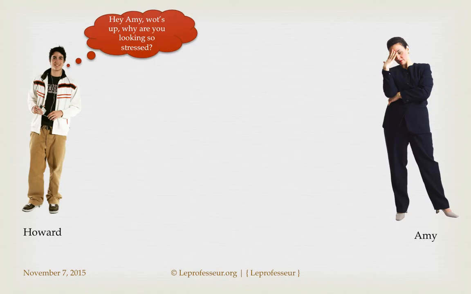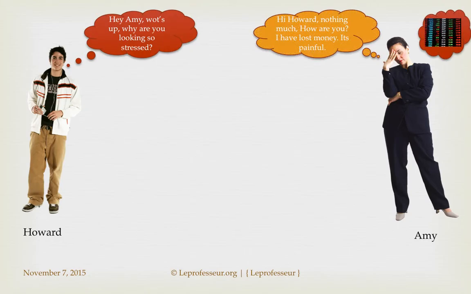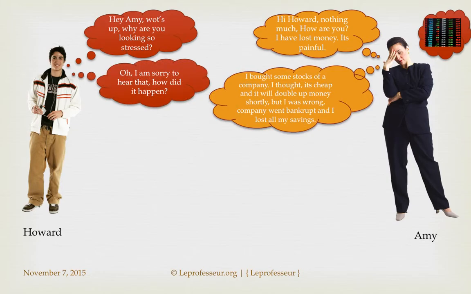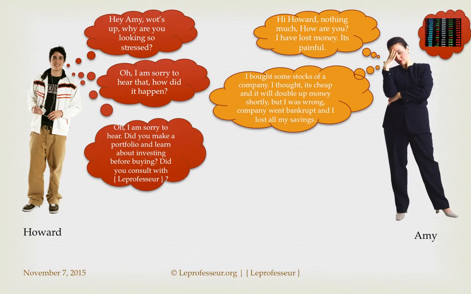Amy invested some money in some stocks and she's quite upset as she has lost the money. Howard asks her what happened. She responded that she thought some stocks were cheap and she could double her money, so she blindly invested in those stocks. Apparently, it's like gambling. Before properly analyzing those stocks, she decided to take a chance, and those companies went bankrupt.